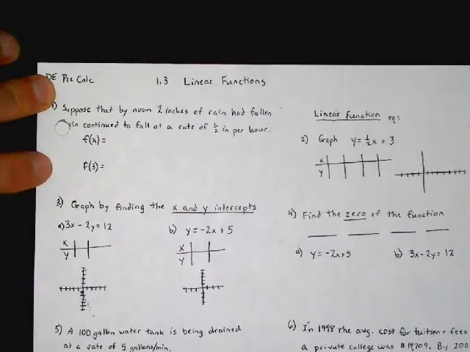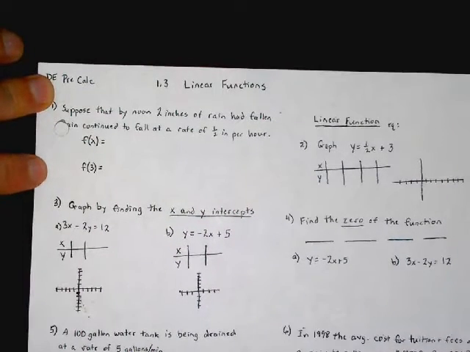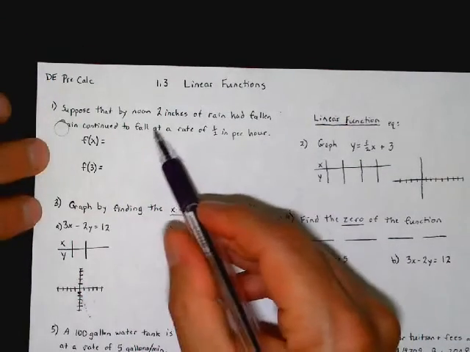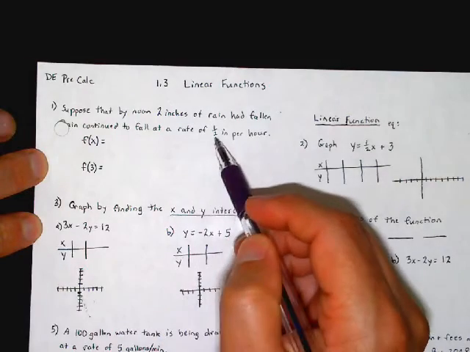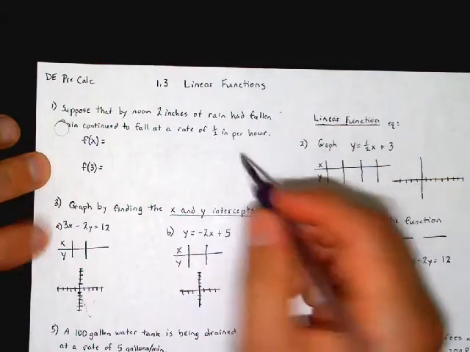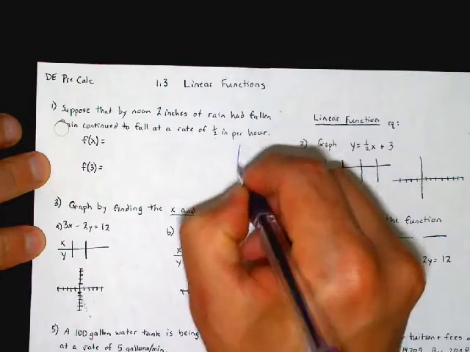Okay, these are notes 1.3 and deal with different kinds of things with linear functions. So we'll start off with that. Suppose by noon 2 inches of rain had fallen, and rain continued to fall at a rate of 1/2 inch per hour. So we think about kind of the graph for this.